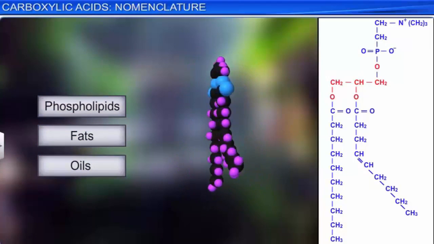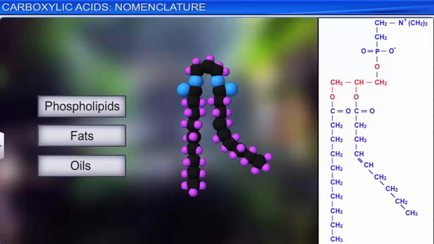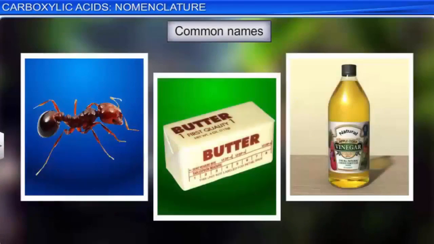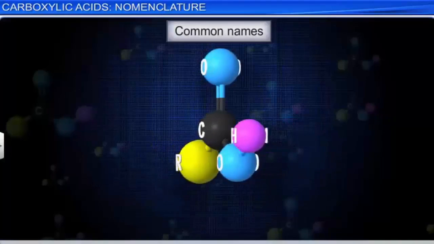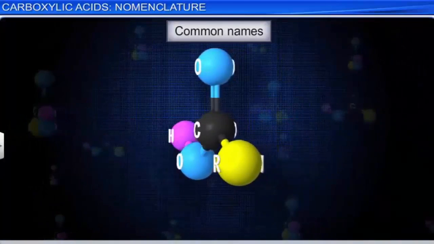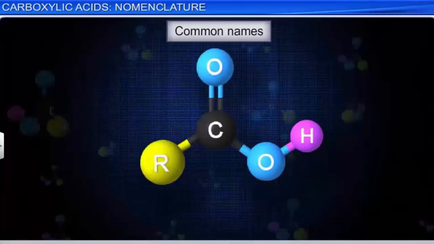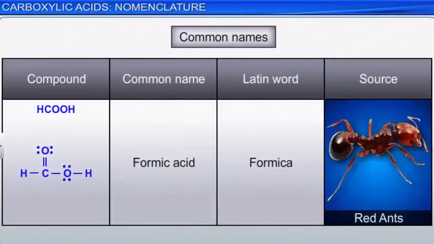Aliphatic carboxylic acids have been known for a long time. A large number of them are known by their common names that refer to their sources rather than to their chemical structures. The common names for carboxylic acids are usually derived from Latin or Greek words that indicate the original source of the individual acid. All common names of these acids end with "ic acid."